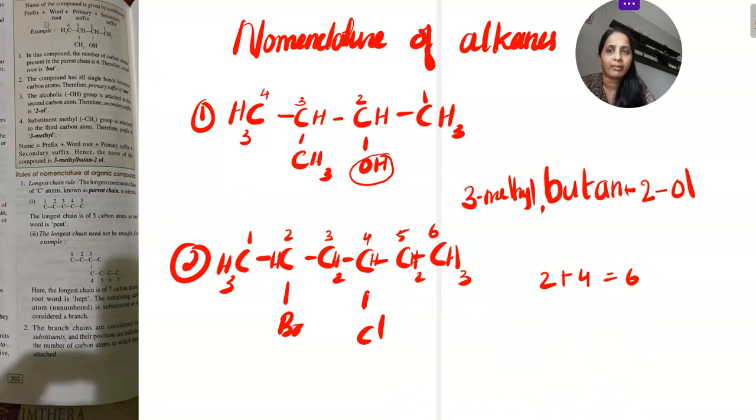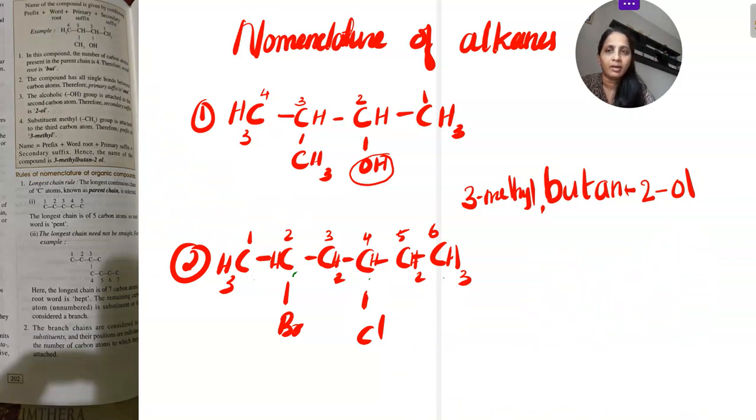Then if I number from downwards, what number do we get? 1, 2, 3, 4, 5, 6. The third position is chlorine, 3 plus the fifth position, bromine, so total 8. As per the rule, only the smallest number we can take. So the upper numbering is the correct one. We are not considering the downward numbers; we can remove them. So the correct one is the top numbering.